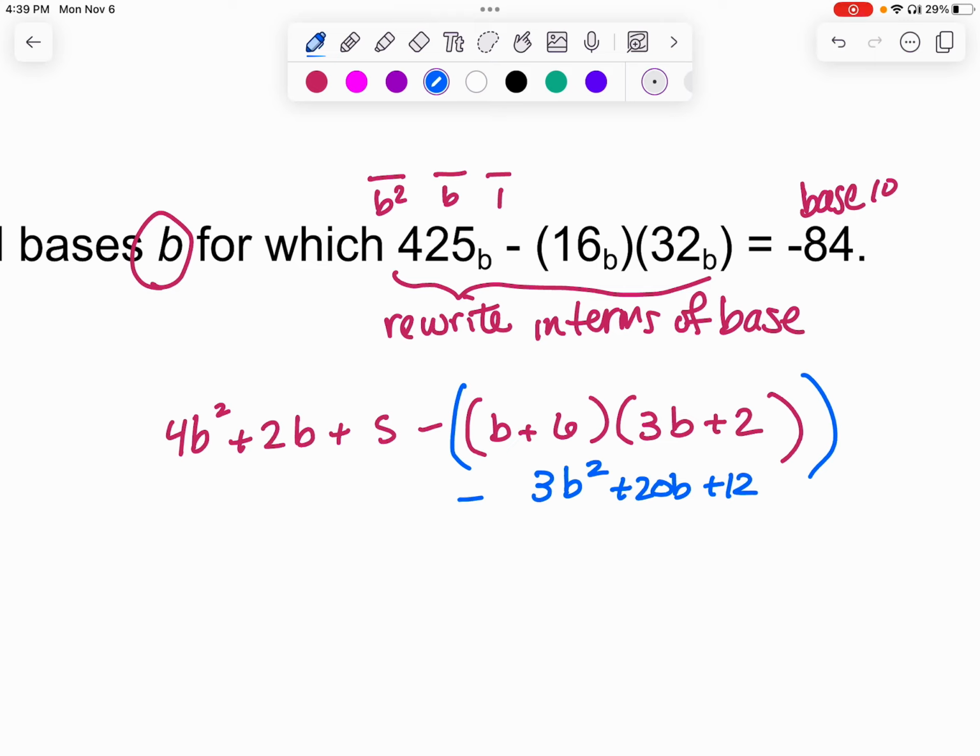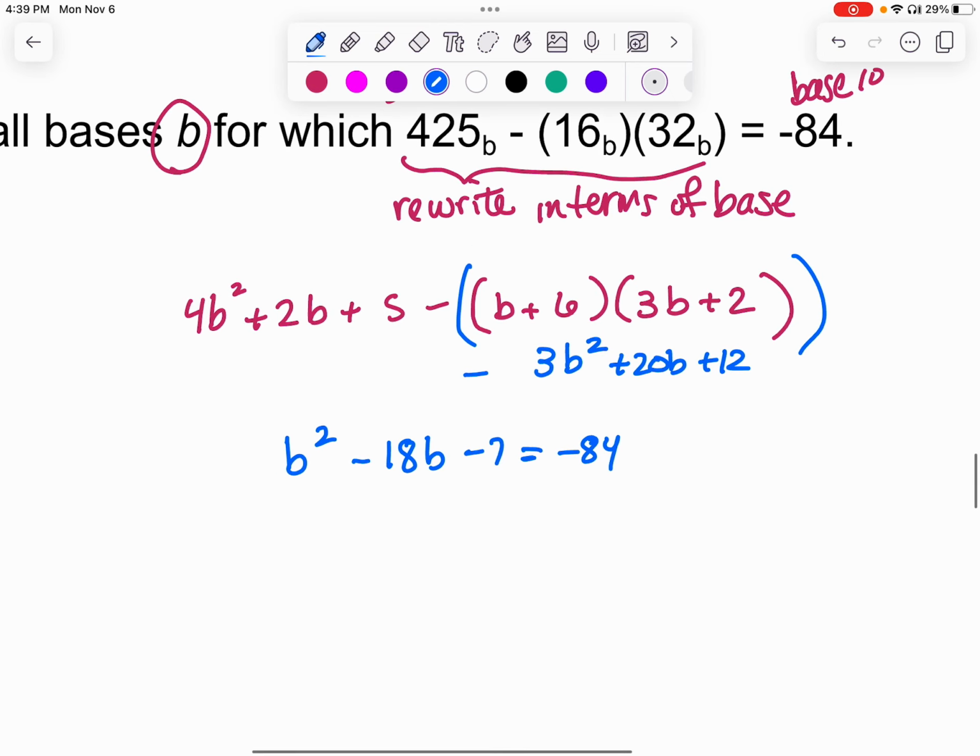So when I go ahead and subtract all of that, that will give me b squared. 2b minus 20b is minus 18b, and then 5 minus 12 is going to give me 7, and that is all equal to negative 84.